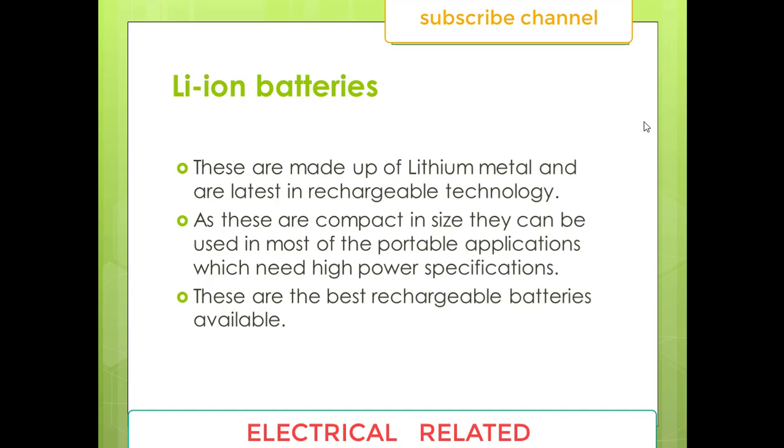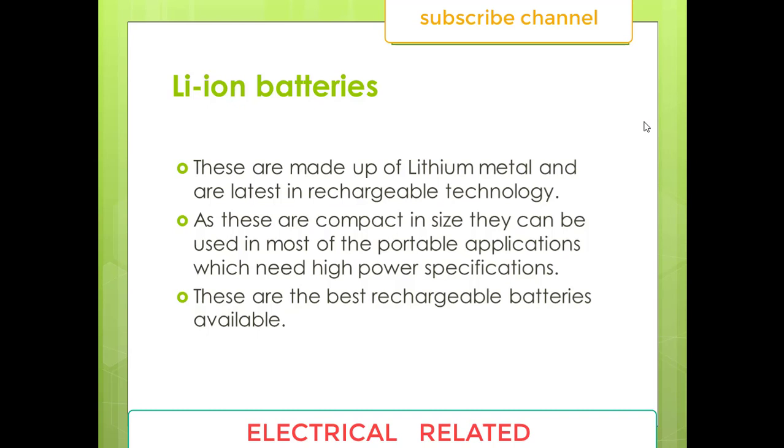And next I will explain the lithium ion batteries. First I explained the lead acid battery, now I will explain the lithium ion battery. When I end this video, you will be able to find a huge difference between the lithium ion battery and the lead acid battery.